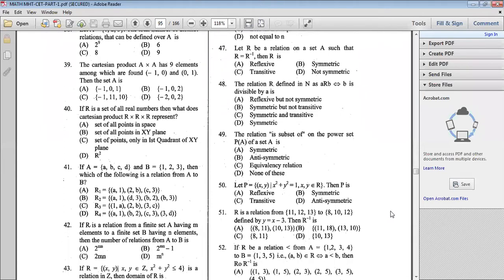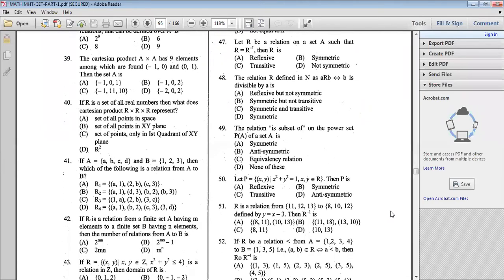Look at the 49th problem. A relation is subset on the power set P of a set A. Power set means the set of all the subsets of the set A. That's why all the subsets will be there in the power set. Is it an equivalence relation? Okay, that is correct. Now look at problem number 50.